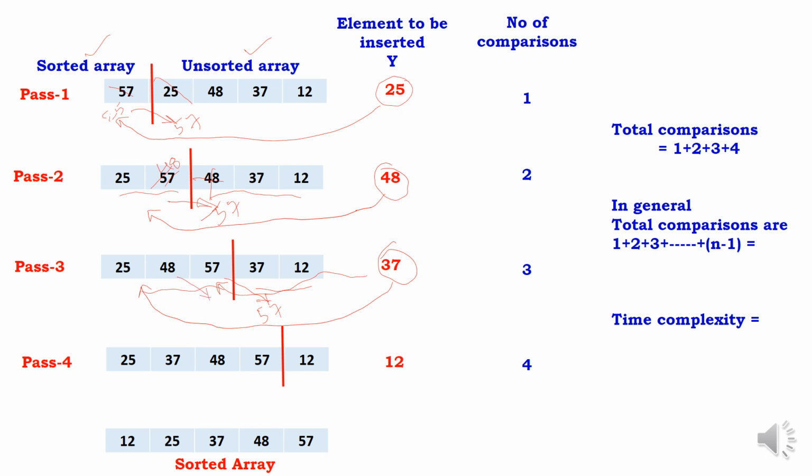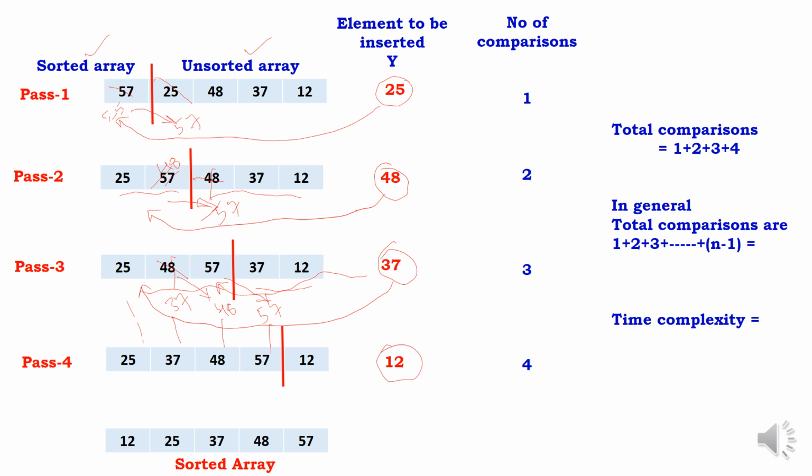Then, is 37 less than 48? Yes. So 48 is also shifted to the next position. Is 37 less than 25? No. So 25 is not shifted, and 37 is placed in the place of 48. So that 25 is the first element, 37 is the next element, 48 is the next element, 57 is the next element. Now the sorted array contains four elements, and the unsorted array contains only one element.